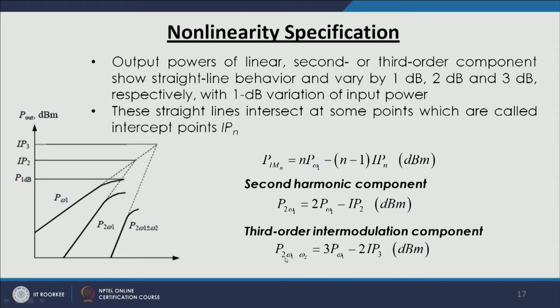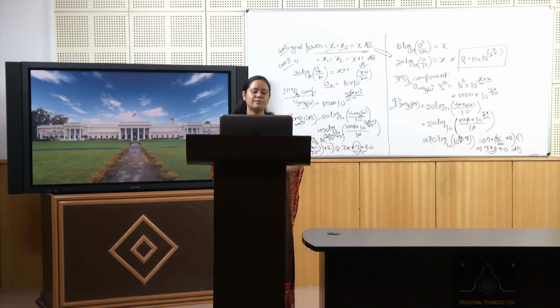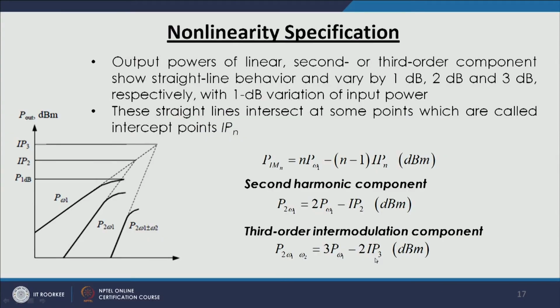Similarly, for the third order intermodulation, which is very important because it is near our signal, it is third order because it is 2 times one frequency and 1 time the other frequency, 2 plus 1, third intermodulation. So n equals 3: 3 times P omega 1 minus 2 times IP3. By knowing these values, we can calculate the distortion component, and vice versa. If you can measure the IMD terms with measurement instruments, you can define this IP3 point, where it will intersect the path of the original signal.